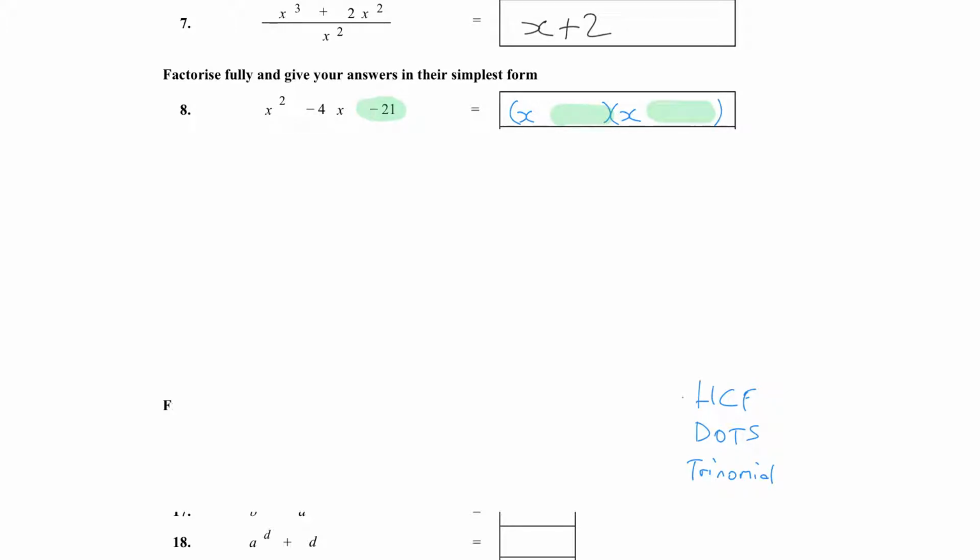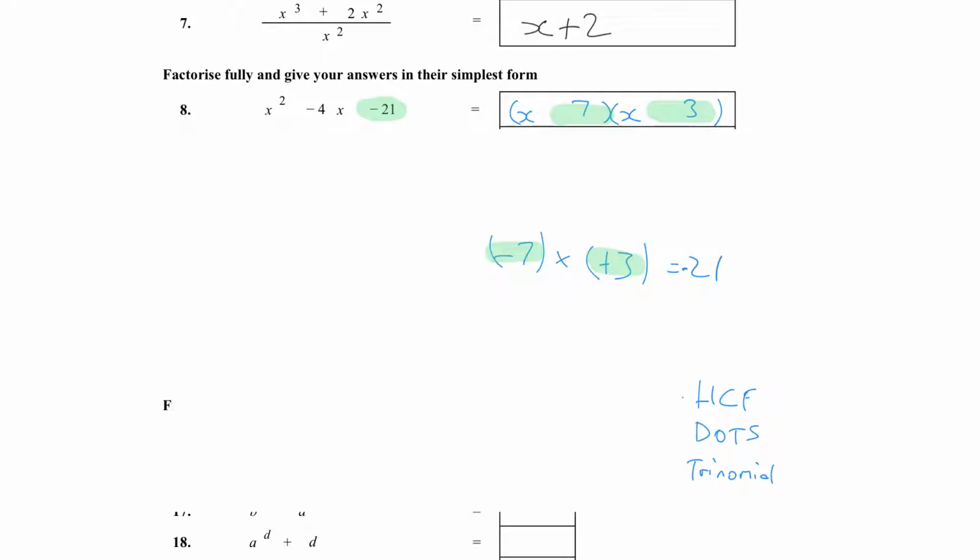Now, there are going to be a few options here. I'm going to jump straight to the correct answer. And that is, well, 7 times 3 gives you 21. Now, we need it to equal minus 21. So it's going to be minus 7 times positive 3, because that gives you minus 21.